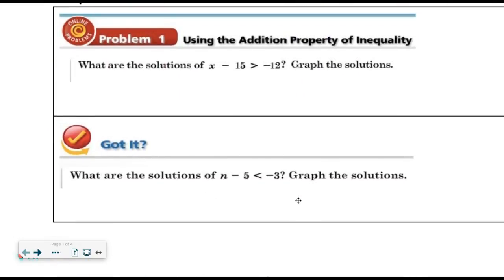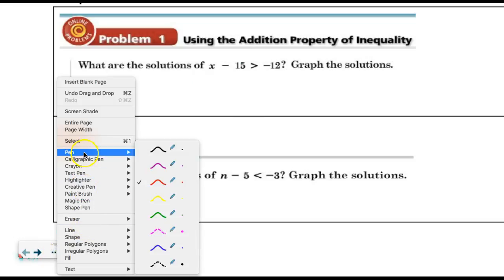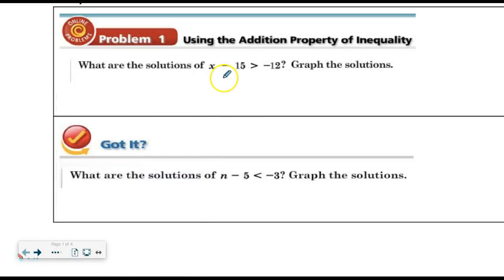Using the addition property. What are the solutions of this inequality, and graph the solutions? So very simply put, you're going to implement the same strategies as you did for solving equations. We're going to treat the comparison symbol like it is an equal sign. I'm going to go ahead and add 15 to both sides of this because I see subtraction, which means I'm going to do the opposite. Minus 15 plus 15 is going to cancel. We'll be left with x is greater than. Make sure you copy the sign down. Negative 12 plus 15 gives me positive 3. So be careful with the integer operations here.